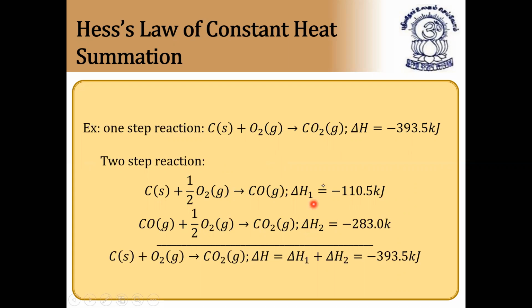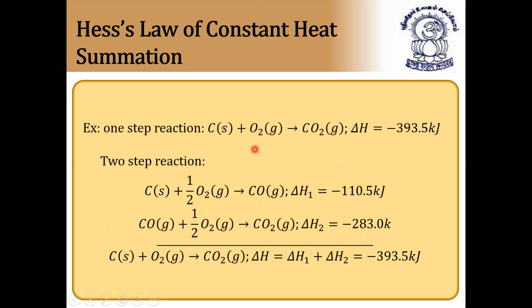Then delta H2. So delta H is equal to delta H1 plus delta H2, that is minus 110.5 minus 283. That is, you should add these two, then keep the minus sign. So automatically you get minus 393.5 kilojoules. So this is called application of Hess's law of constant heat summation. I hope it is clear. It's very, very easy to understand.